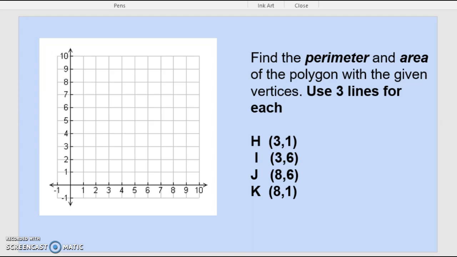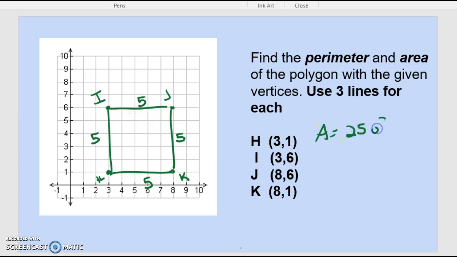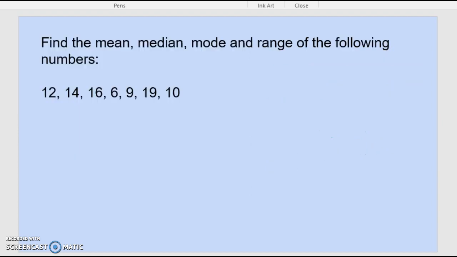Same thing over here. We're finding the perimeter and the area. So H is at 3, 1. I is at 3, 6. J is at 8, 6. And then K is at 8, 1. There, there, there, and there. So 1, 2, 3, 4, 5. 1, 2, 3, 4, 5. And then that has to be 5. That has to be 5. So it's a square. So my area is 25 units squared. My perimeter is going to be 20 units because 5 plus 5 plus 5 plus 5 gets you 20.